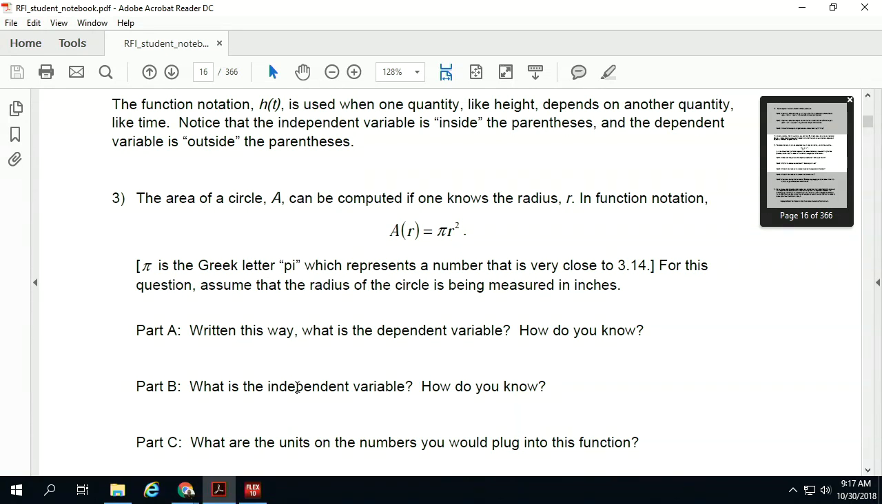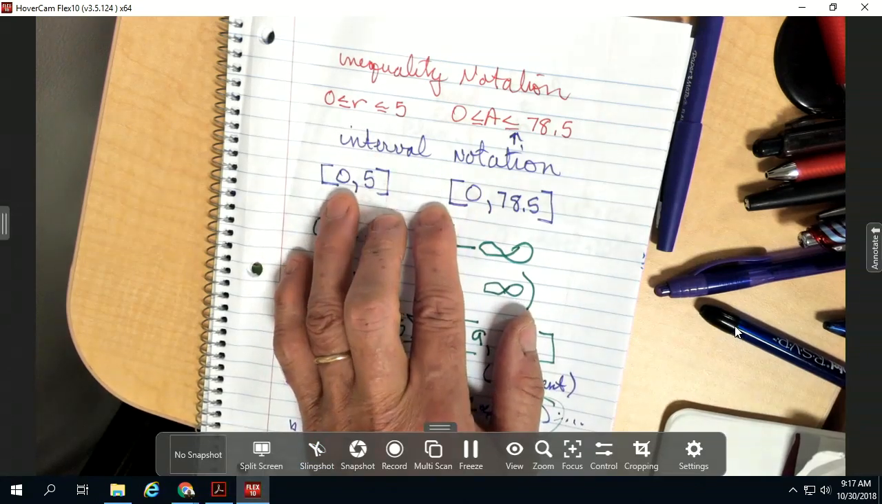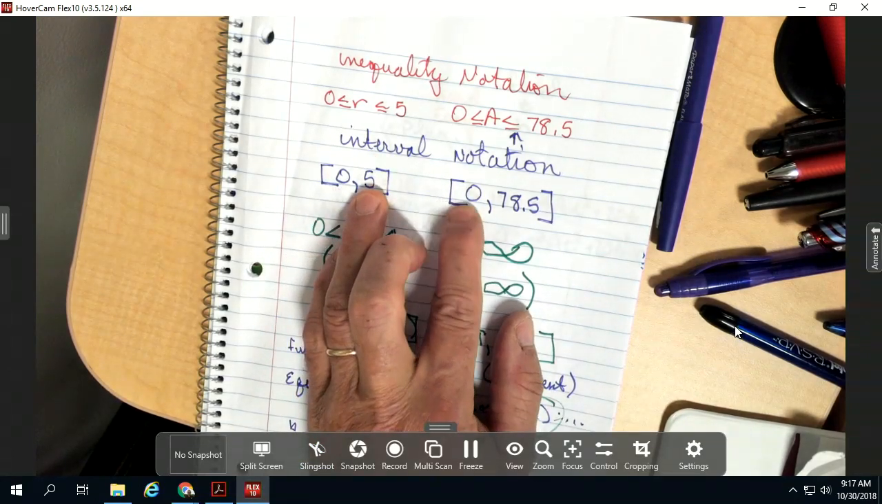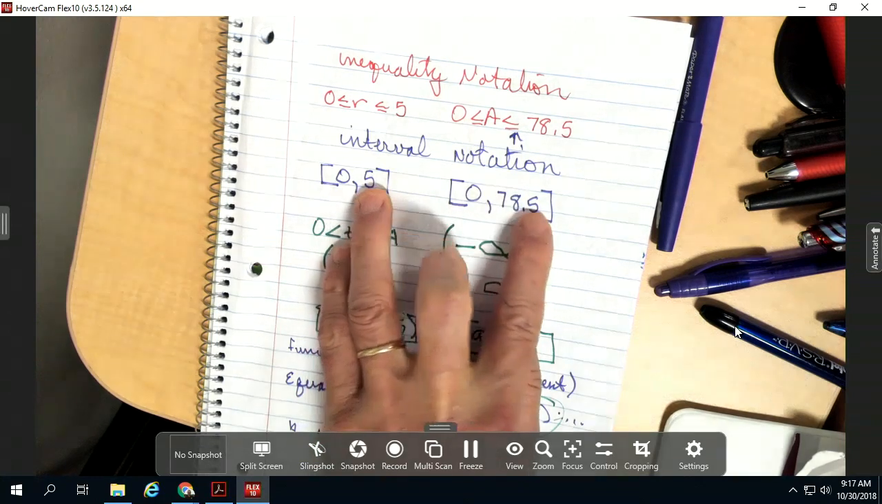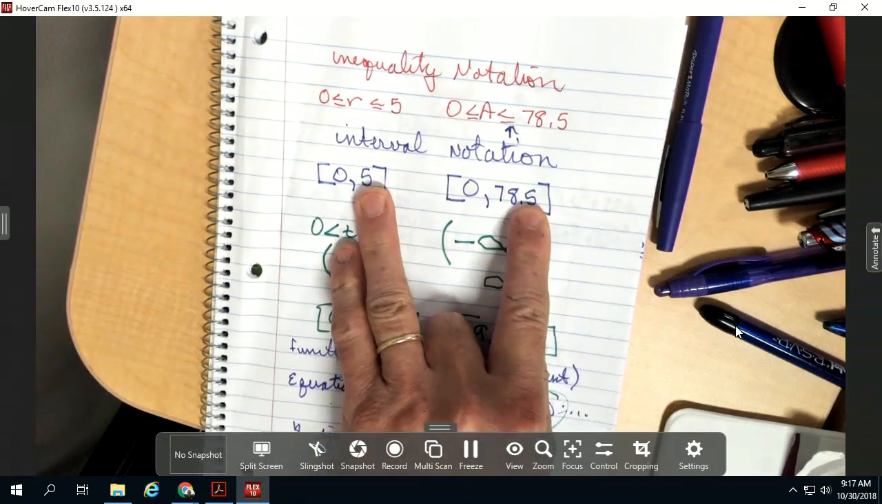Yeah, we did this, right? For part A, if the radius goes from 0 to 5, then the area goes from 0 to 78.5. Remember we did that yesterday?